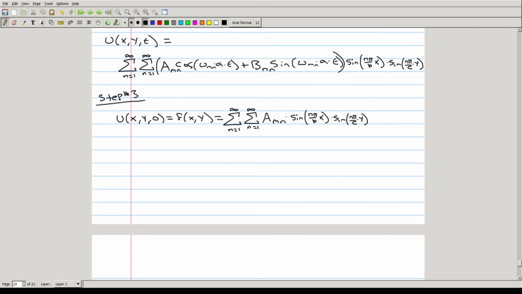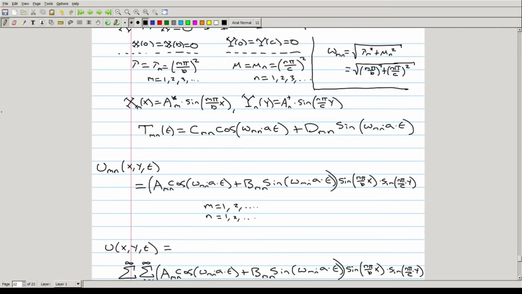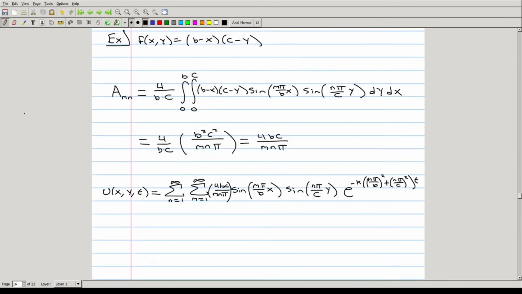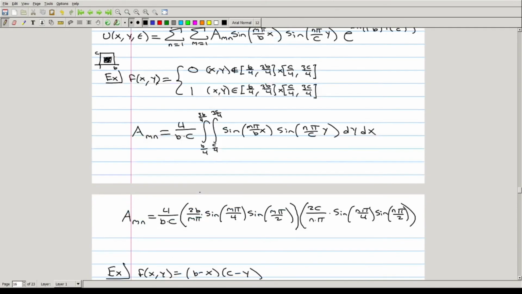And so using the process that we did in the heat equation, we get the formula that A mn is going to be equal to 4 over b times c times the double integral from 0 to b, 0 to c of f of x, y times sine of m pi x over b times sine of n pi y over c dy dx. And this was gone over when I talked about the 2D heat equation solution. Right here, when we solve for A mn, the form that you get is exactly the same.